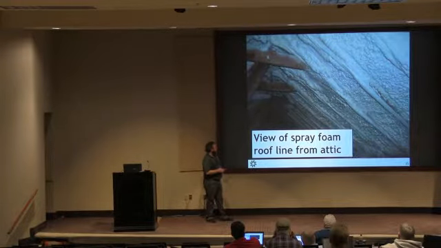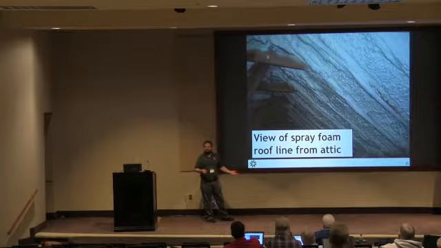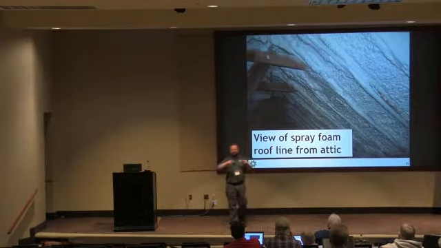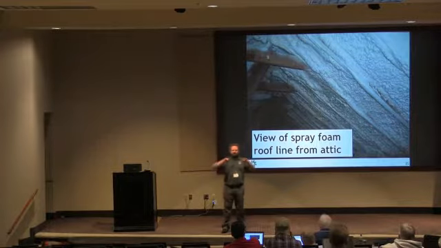Anyway, this is a view of a spray foam roof line from inside an attic. This is a pretty decent job here. It looks pretty consistent in depth. These are the types of things you're looking for. We actually take a little tool, which is just like a barbecue skewer, like a bamboo barbecue skewer.